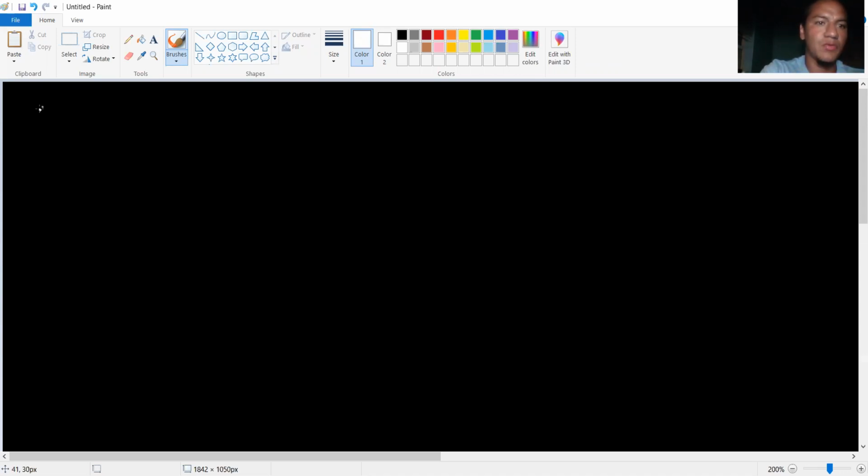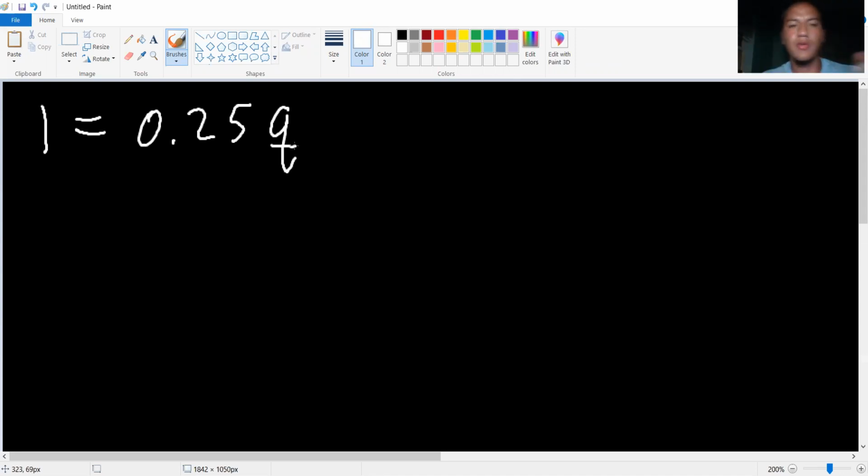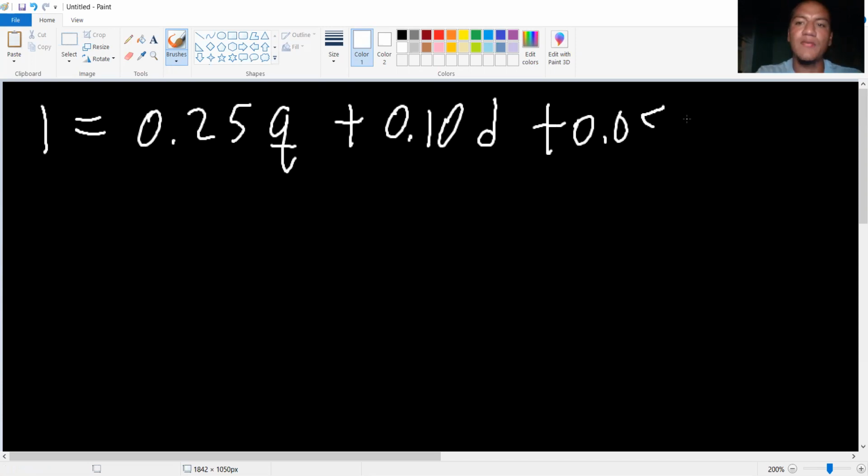$1 equals some number of quarters, so we'll write Q for that. Like if Q equaled 4, you multiply 0.25 by 4, you get $1, okay? Plus 0.10 for dimes, and plus 0.05 for nickels. The reason why I was so confused is because we have 3 unknowns.